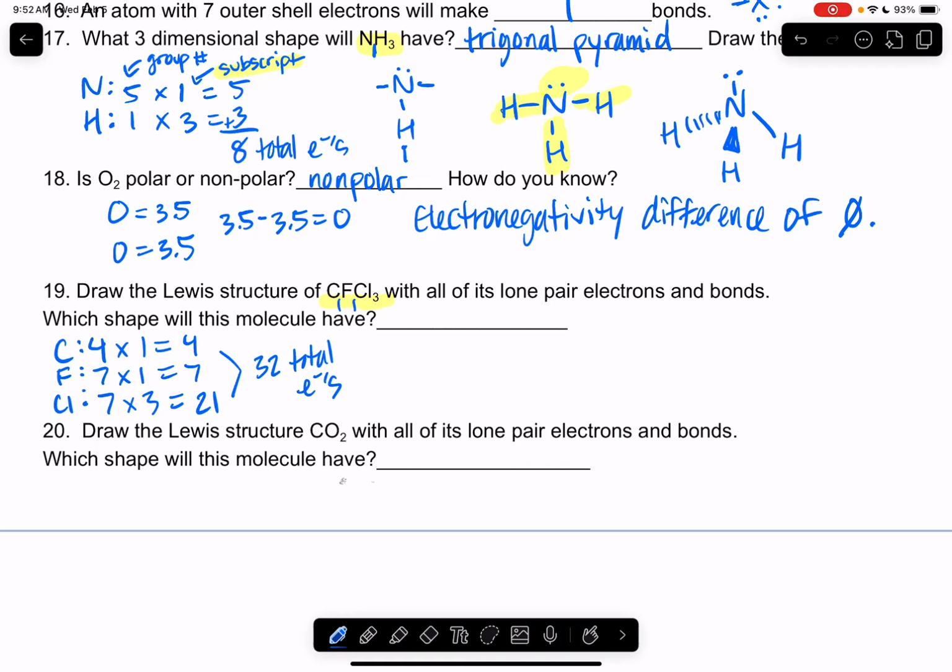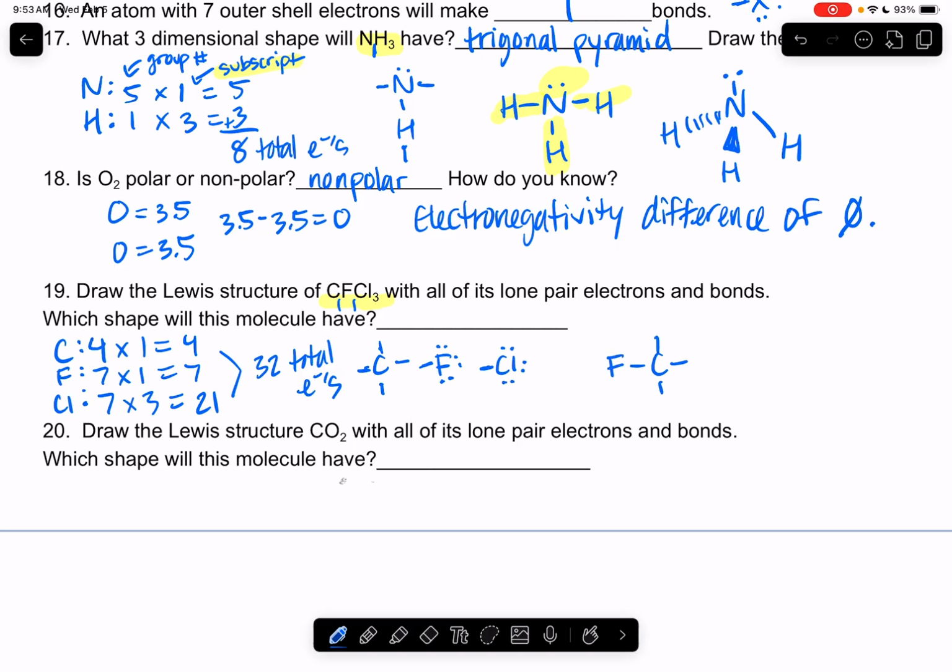We're going to draw the Lewis dot structures next. So since carbon is in group 4, it's going to have 4 single electrons, which means it can make 4 bonds. Fluorine is in group 7, so it's going to have 7 valence electrons, which means it can make 1 bond. And then chlorine is also in group 7, so it's going to have 7 valence electrons, so it can make 1 bond. Whichever one makes the most bonds is going to go in the middle, so that's carbon. And then the other atoms that make the least number of bonds are going to go on the outside.